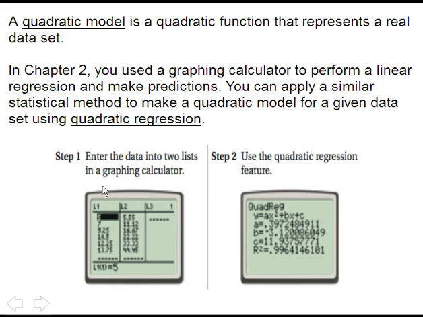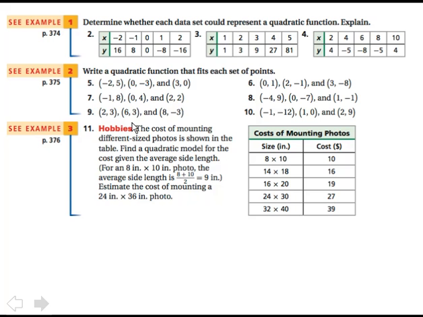Basically what you want to do is use your stats button, and you enter in your points into L1 and L2. These would be your x's, these would be your y's. And then you press your stat button again, and you do some calc for quadratic regression, and it will give you this result here. So this is your quadratic equation, ax squared plus bx plus c, and it gives you the a, b, c values, and then it will actually give you this r value, which is basically how well your equation fits those points. So you can use your graphing calculator to do these problems right here.